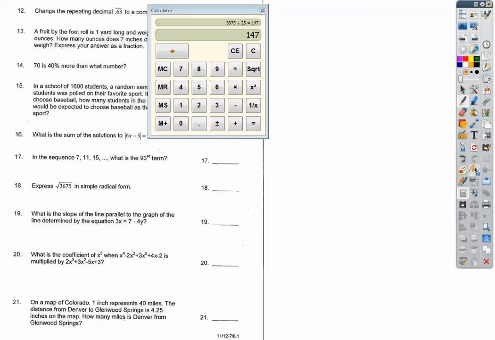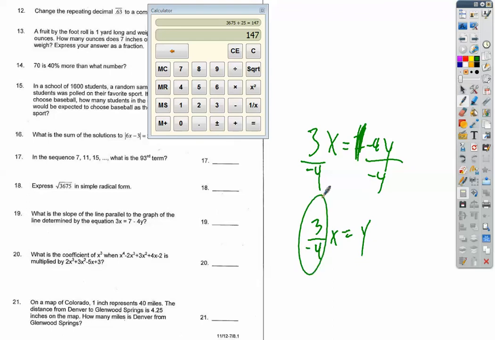All right, the next problem. What is the slope of the line parallel? So parallel lines have the same slope. So 3x equals 7 minus 4y. Well, I don't care about the y-intercept, so I'm not going to worry about that. I have to get the y by itself. So divide by negative 4, divide by negative 4, and I get negative 3/4 x is equal to y, so here's my slope, negative 3/4.